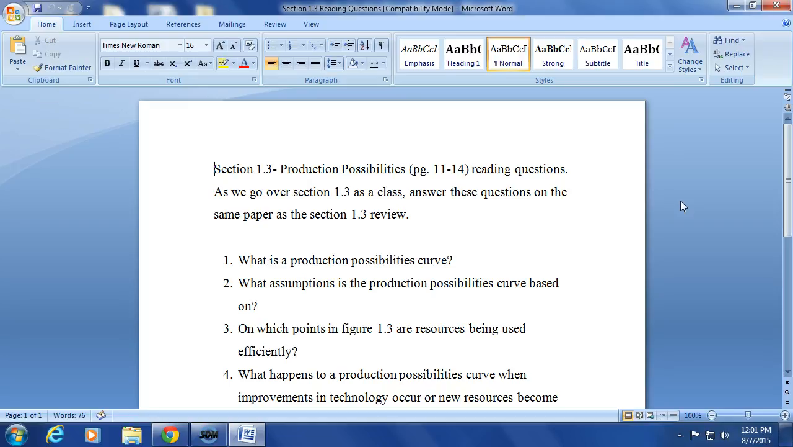Today we're going to move on to section 1.3. We're going to be reading pages 11 through 14, and we're going to be focusing on production possibilities curves, the first graph in this class.